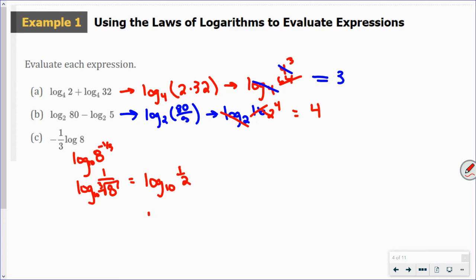And this is saying 10 to what power is a half? That's not an integer number or a fraction or anything like that. So we would do this on the calculator, and we'd just say log of a half. And when you put log of a half, you're going to have to round it. So you get negative 0.301 for that one.